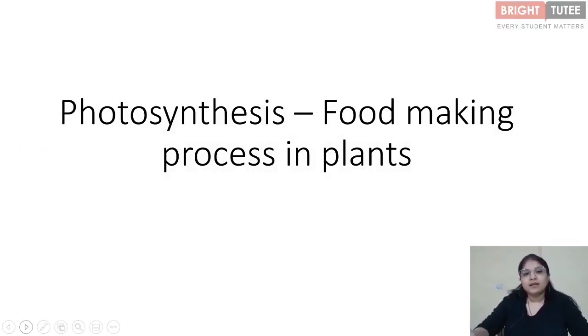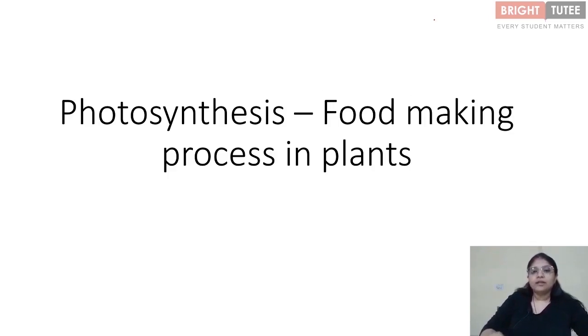Photosynthesis is basically the food making process in plants. Students, it is very essential to understand the process of photosynthesis, because as you will see later in this session, photosynthesis forms the basis of life on earth, right? So before we move on, let's understand what the parts of plants are that are involved in photosynthesis.